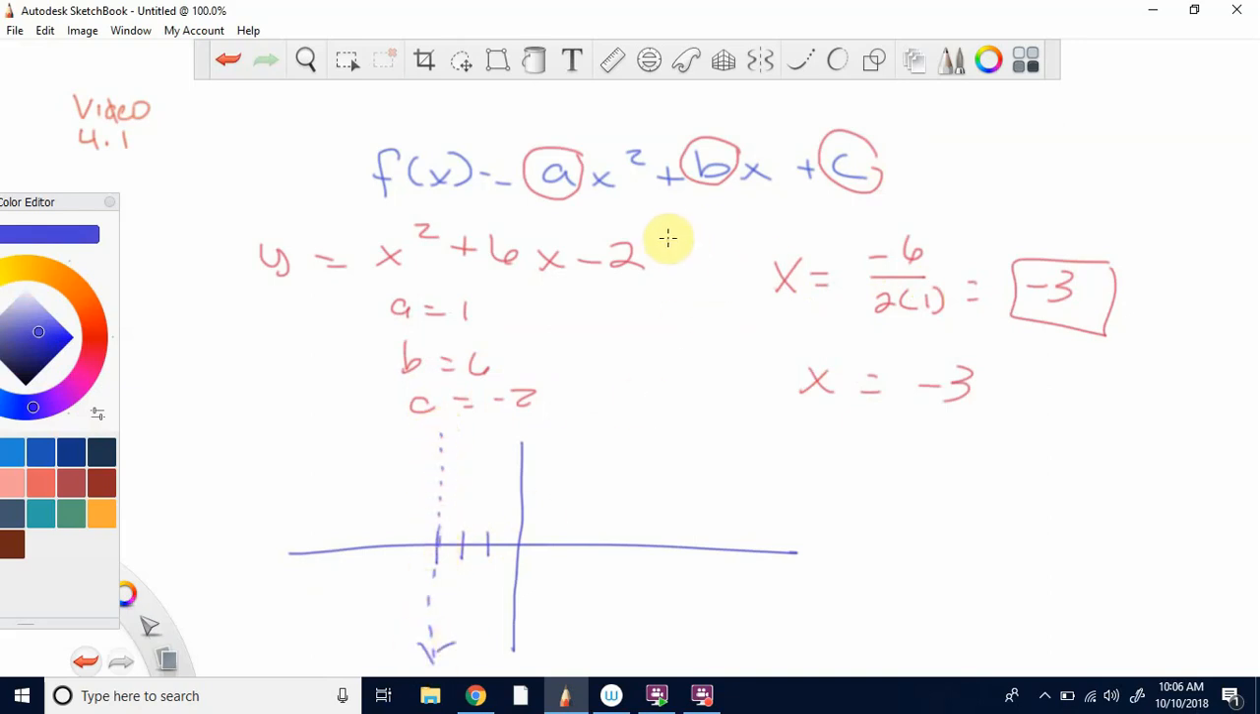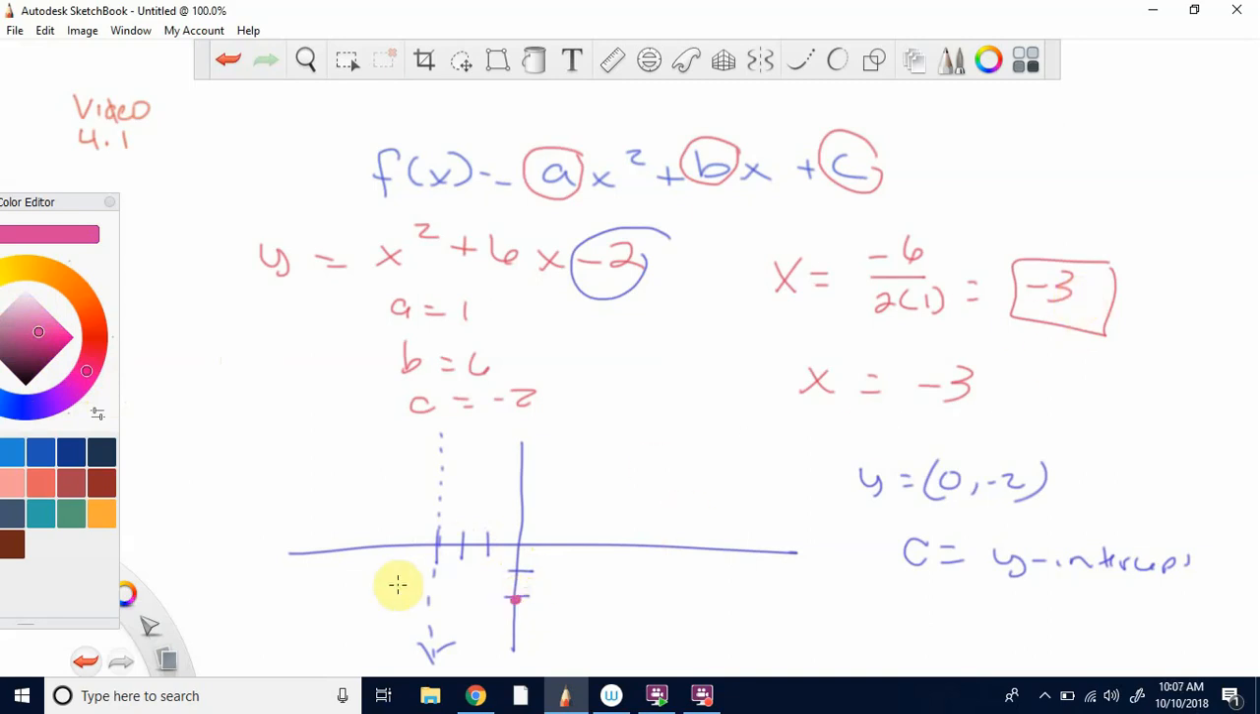Okay, the y-intercept is important. It's going to be c. So the y-intercept is going to be at 0, negative 2. So c is the y-intercept, because if we put 0 in for x, this is 0 plus negative 2, which is negative 2. So we're going to go to 0, negative 2, and we're going to plot that point. That's going to be our y-intercept, right?